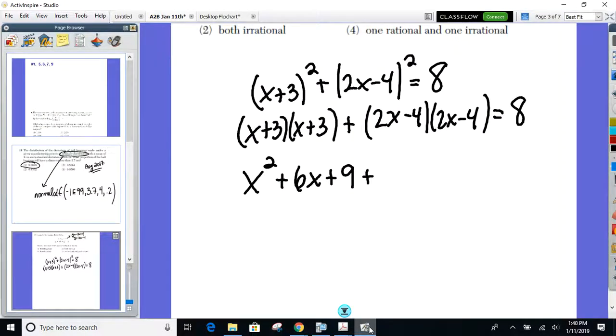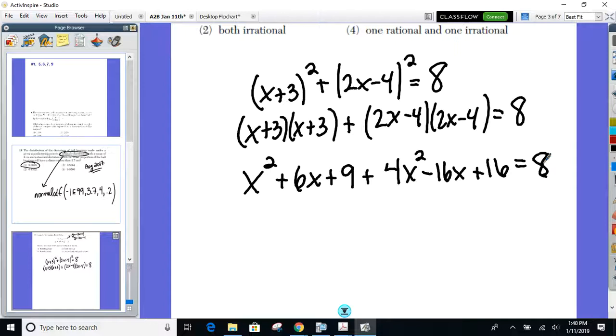All right, here we go. Let's finish off this one here. We did x squared plus 6x plus 9. When you're done double distributing the 2x minus 4s, you should get 4x squared. Take a look. This might be a little bit tougher. 4x squared, you get negative 8x and negative 8x in the middle for negative 16x, and then the last number should be 16, equal to 8.